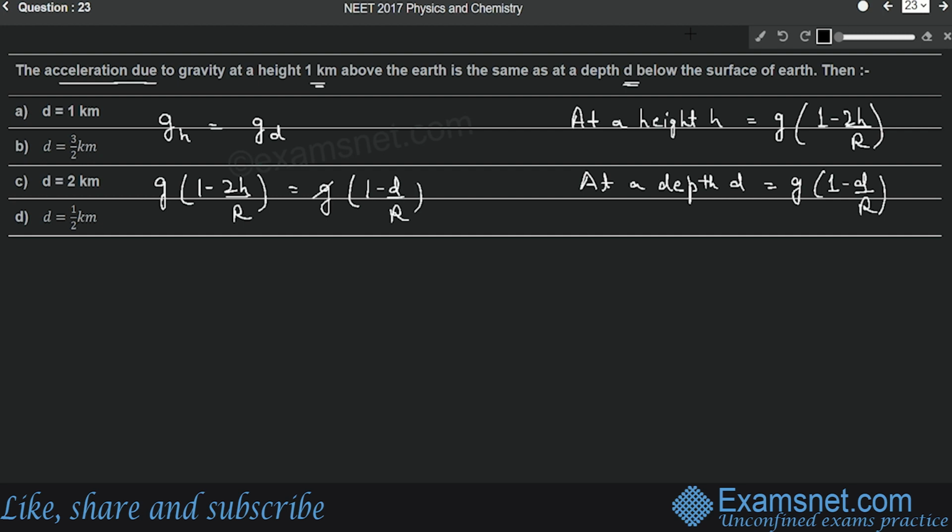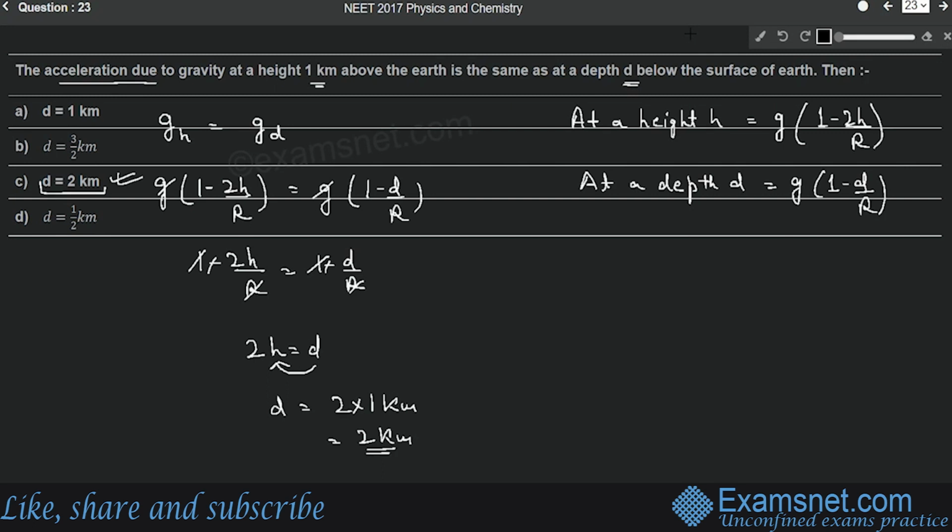Okay, so g is on both sides. So 1 minus 2h upon R is equal to 1 minus d upon R. Okay, again 1 cancels, minus sign cancels, R also cancelled. So 2h equals d. That means d is equal to 2 times the height, right? And height is given as 1 kilometer. So d is equal to 2 into 1 kilometer, that is 2 kilometer. Okay, so the correct option will be option C, d is equal to 2 kilometer.